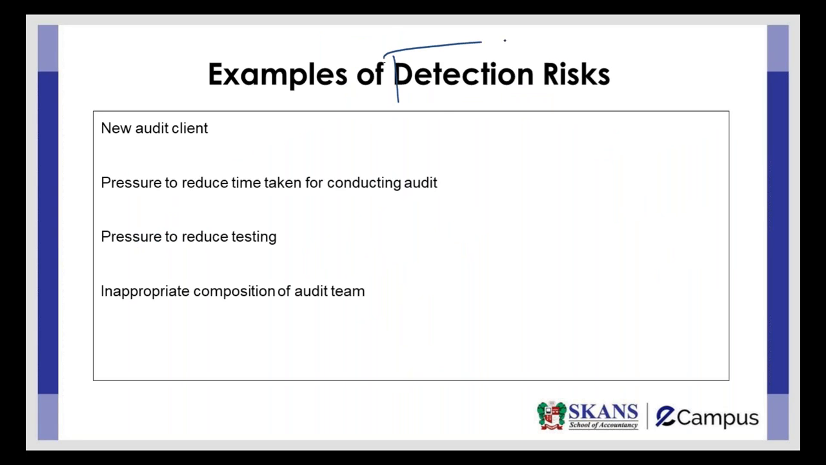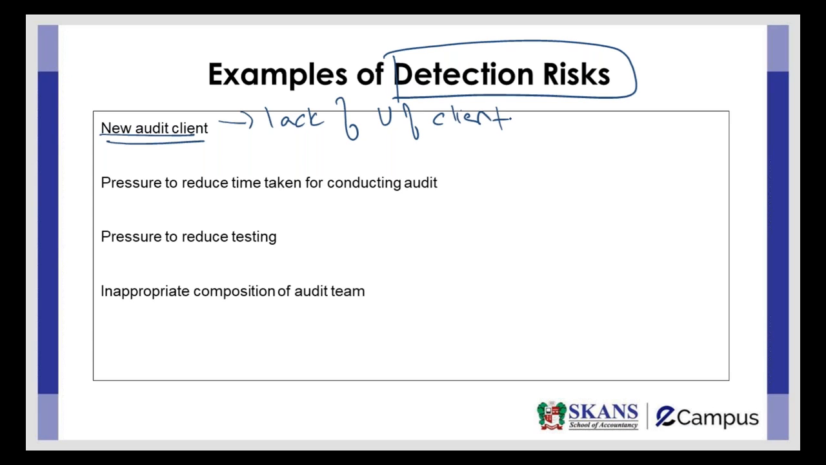Then let's go to detection risks extracted from past exams. In this scenario, if it says new audit client, please remember there would be a lack of understanding of the client. So you might not be able to detect material fraud or error. So detection risk goes up. If you're being pressurized to reduce time, you might not be able to detect fraud and error. If you're being pressurized to reduce testing, your detection risk would go up. If your audit team does not have the required skills or expertise, your detection risk will go up.